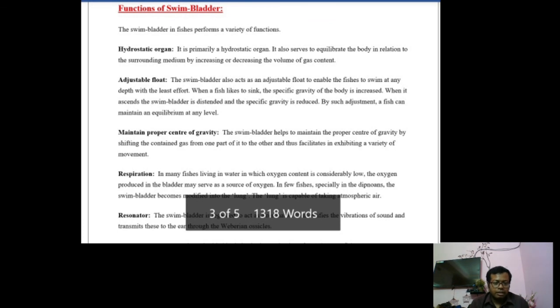And the last point is resonator. Actually, in some fishes, the swim bladder acts as a resonator, which helps to produce sound in some fishes.